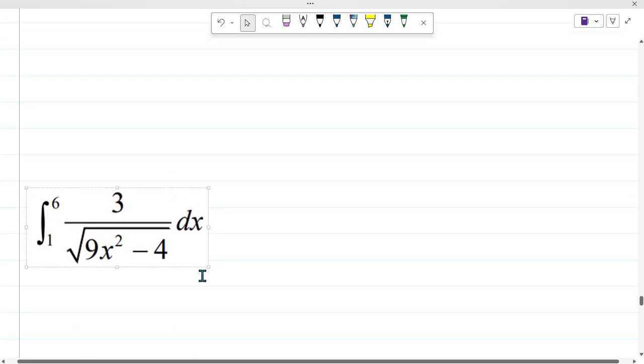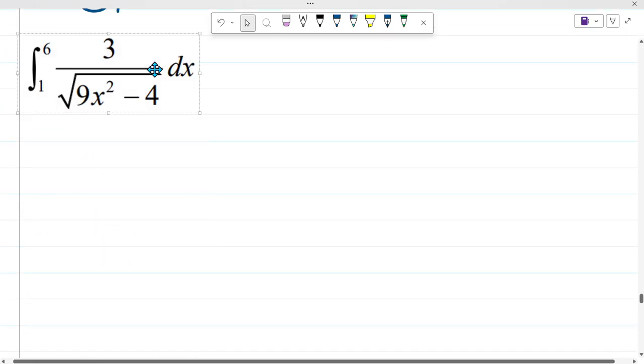So we have this one, this question here as well. It says that the definite integral of 3 divided by the square root of 9x squared minus 4 dx. So what are we doing? We also have our limits of 6 and 1.